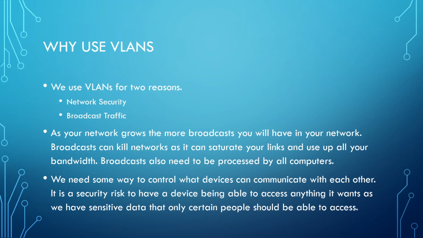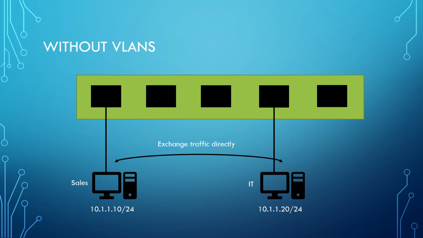The problem is, at layer 2, unless you spend a lot of money on a high-end switch, there are not very many features that we can use to control what devices can access what devices. And worse yet, imagine if we had some guest users connect to our network either via Wi-Fi or via a wired connection, without VLANs, or without having some way to segment that traffic and keep it separate. They would be able to access anything on our network, which again is a security risk. So without VLANs, this is the issue we have.